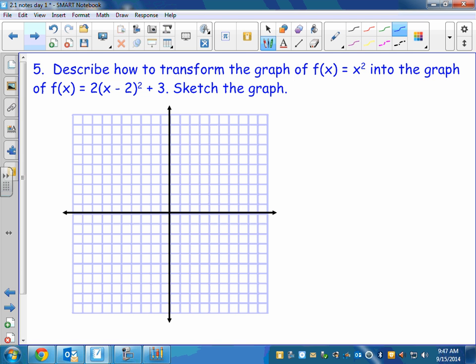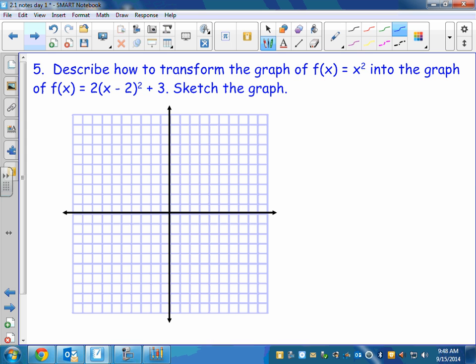It says, describe how to transform the graph of f(x) = x squared into the graph of f(x) = 2 times (x - 2) squared + 3, and sketch the graph. The idea is we've already talked about transformations. You should be able to look at that and automatically tell me that it's moved this way and that way and stretched like this. It's just throwing in the fact that the vertex is really written in the transformations there.